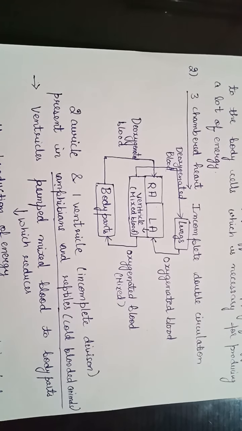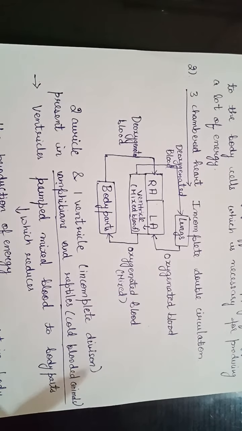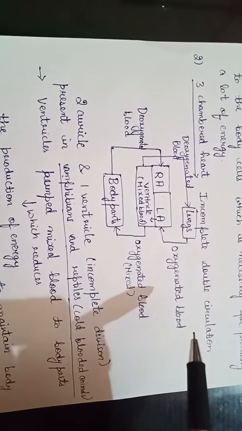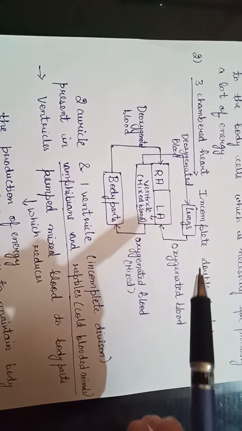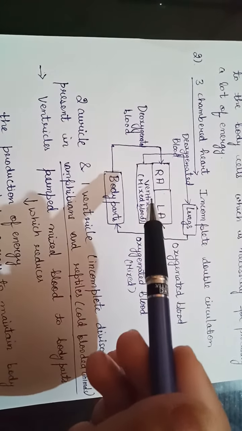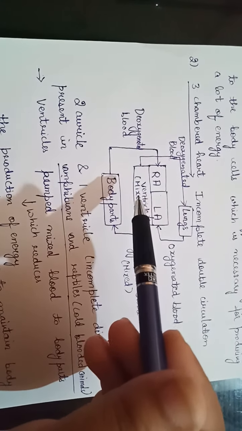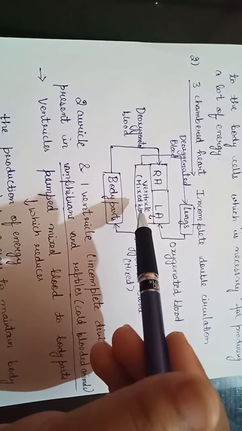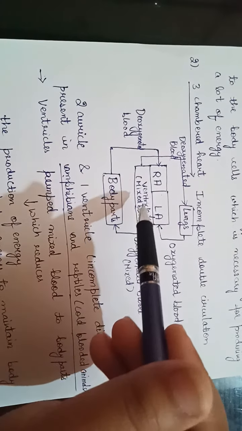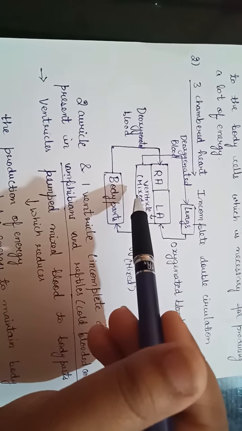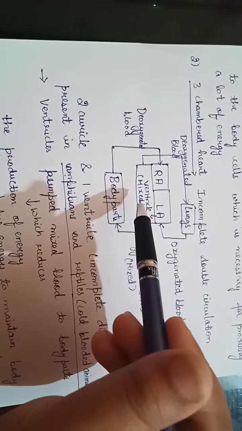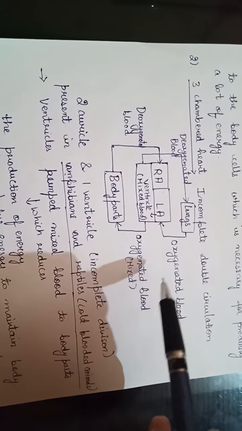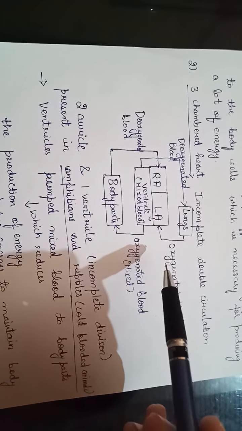Now next, students, the topic is the three chambered heart. The three chambered heart follows the incomplete double circulation. Why incomplete double circulation? Because the ventricles are not completely separated. The right side and the left side of the ventricles are not completely separated. The complete division is not there. So this is the flow chart showing how the circulation occurs in the three chambered heart.